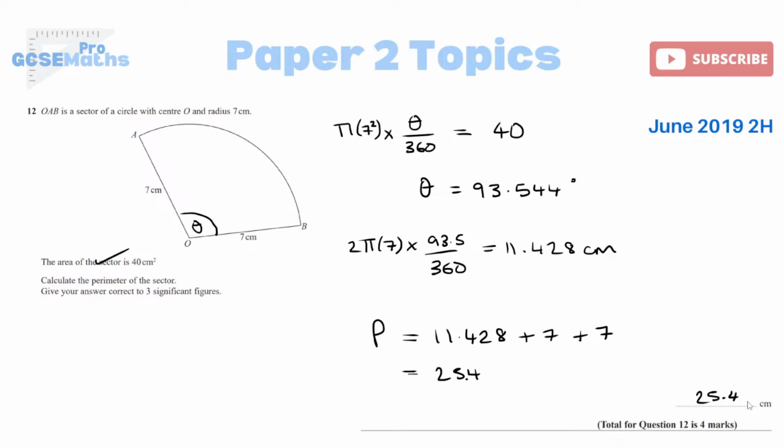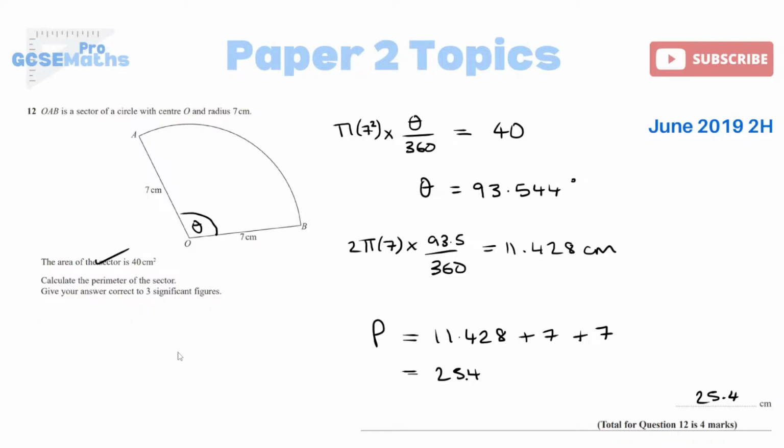25.4. So again, a mixture of things here, reversing and undoing an equation to work out the angle, so we're going backwards, then working out the arc length as well, so you've seen all of this. Yep, 25.4. Just remember it is 3 significant figures, so you don't need the 3. But yeah, you are right.